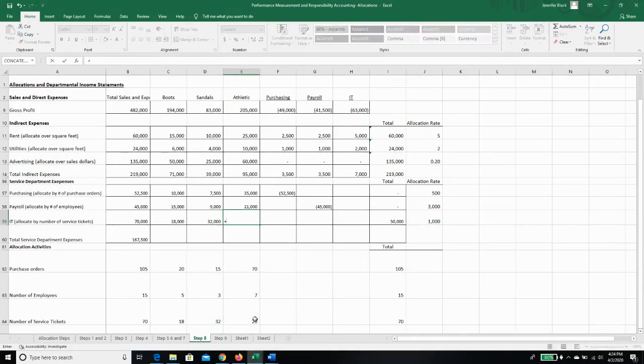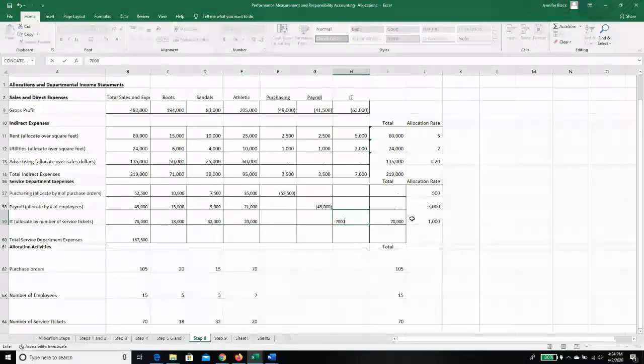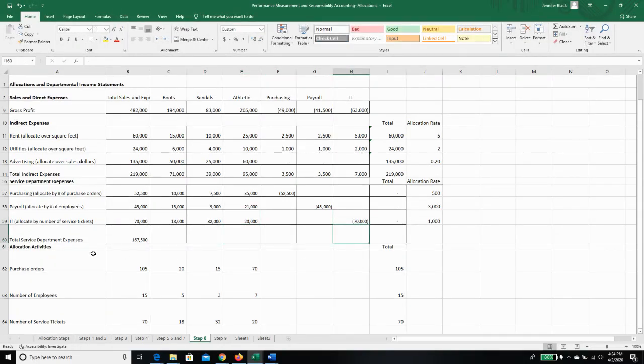And Athletic opened 20 service tickets times $1,000 a ticket, and they're going to get $20,000 of IT costs. And then we're going to take that $70,000 out of the IT department.